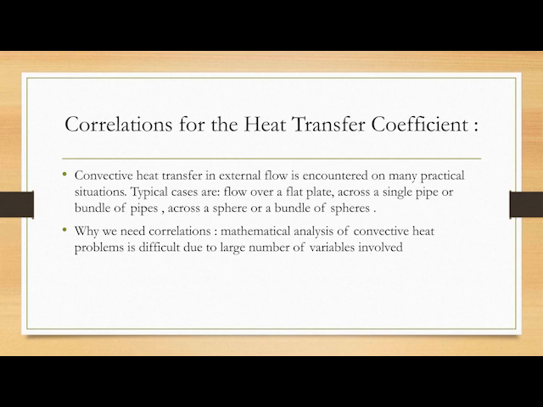Mathematical analysis of convective heat problems is complicated due to the large number of variables involved. So the majority of the convective problems are analyzed through the technique of dimensional analysis supported by experimental investigations. With variables pertinent to the situation known, the dimensional analysis helps to develop certain correlations for the convective coefficient. The constants and exponents operating in these correlations for a particular situation are worked out through experiments.